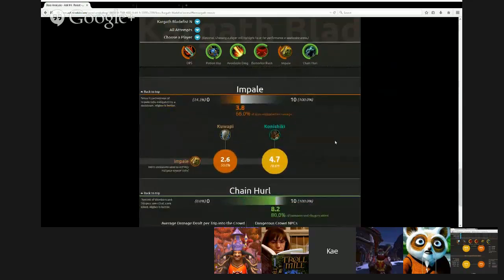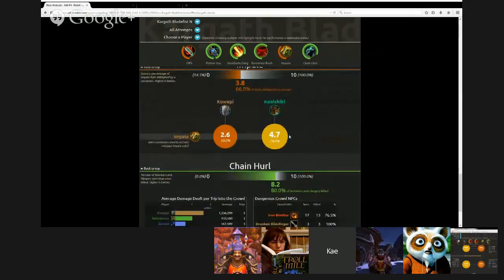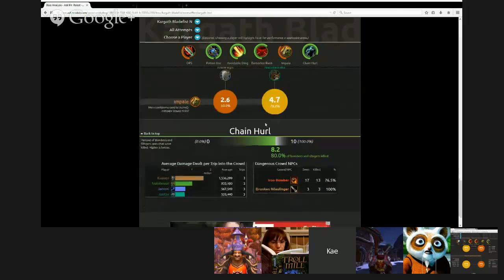Impale, this is what you have. You can see right here, Konoshiki did a much better job than I did when it came to mitigating those ticks. That's something that I know for my own personal performance, I'll need to get better at. But Konoshiki's doing a pretty good job.